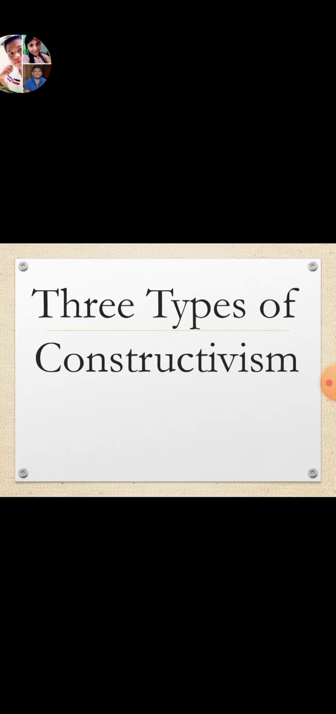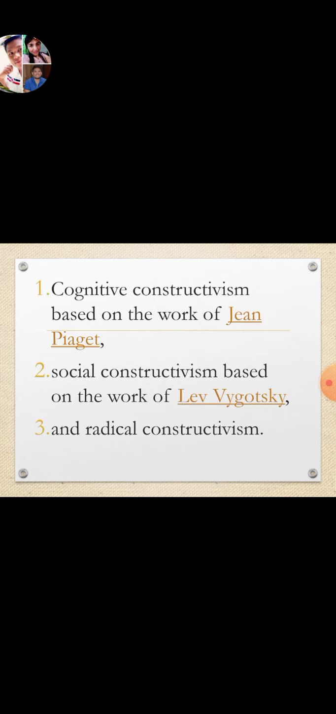There are three types of constructivism. First, cognitive constructivism, based on the work of John Piaget. Second, social constructivism, based on the work of Lev Vygotsky. And third, radical constructivism.